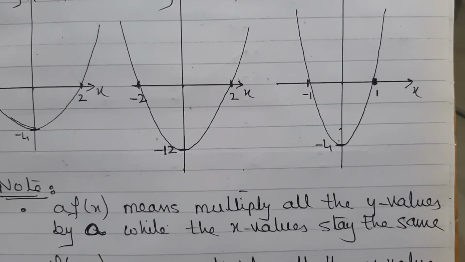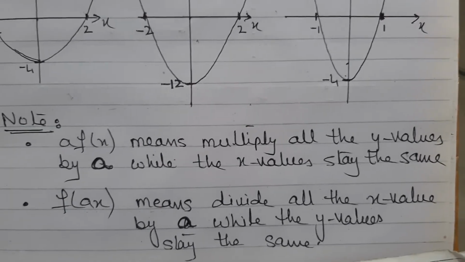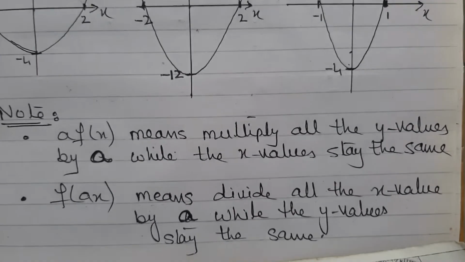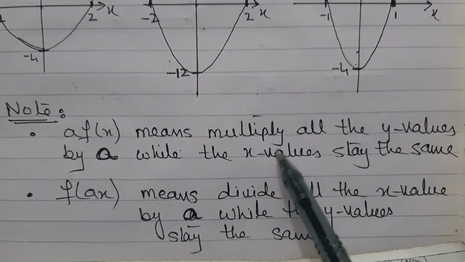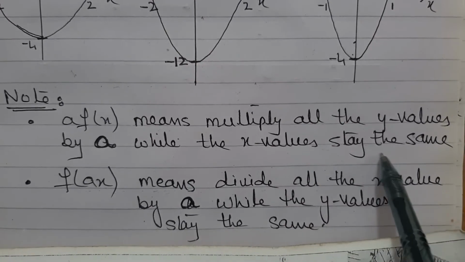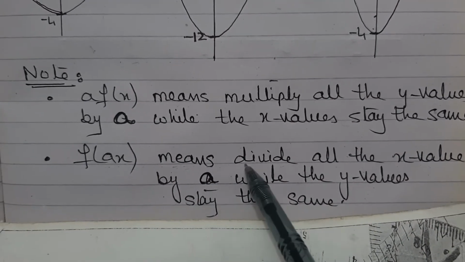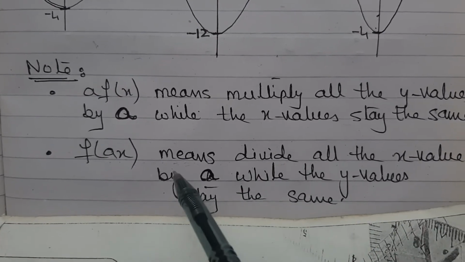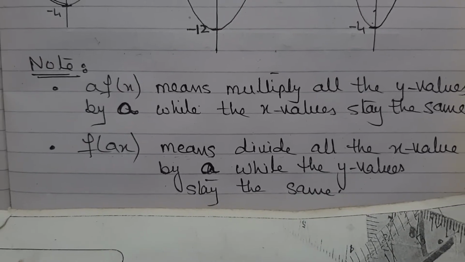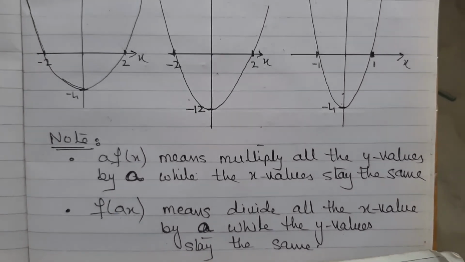So in language, understanding of the language is very important. If it is written there, you should be able to understand what it is saying. So a f of x means multiply all the y values by a while the x values stay the same. And f of ax means divide all the x values by a while the y values stay the same. So let's see more examples to get a better understanding.